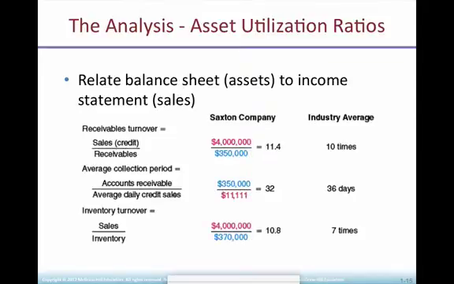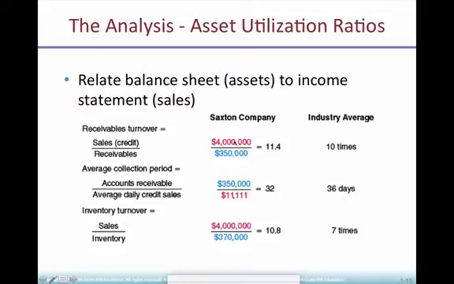So let's start with the first three of the asset utilization ratios. The first one is receivable turnover. How fast I turn over my receivable. For this one, I want a bigger number. And I'm going to calculate it as sales divided by accounts receivable.